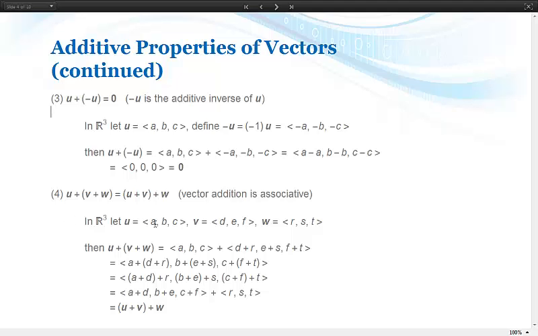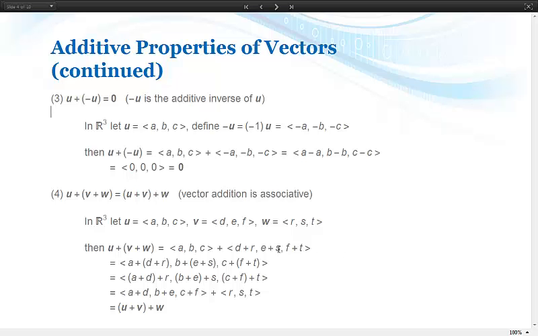So in R3 again, we will define three arbitrary vectors. u will have coordinates a, b, c, v will have coordinates d, e, f, and w will have coordinates r, s, t. Then if I literally follow the rules for vector addition, if I add the vector u to the sum of the vectors v and w, I have to add v and w first. So here's the vector u, a, b, c, and what would be the vector v plus w? It would have elements d plus r, e plus s, f plus t, as listed here.